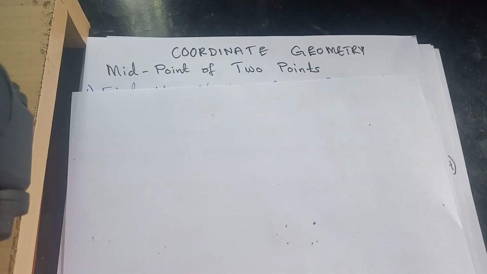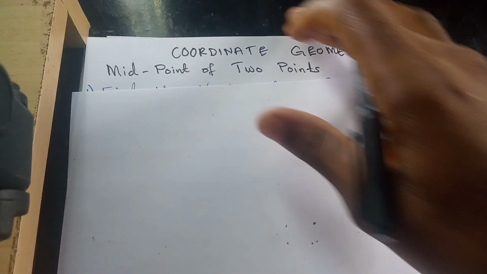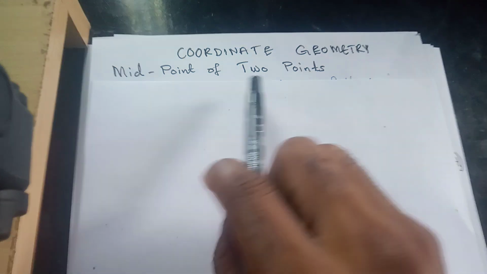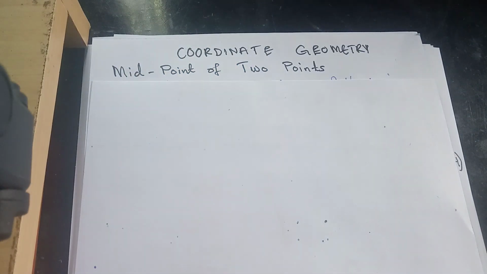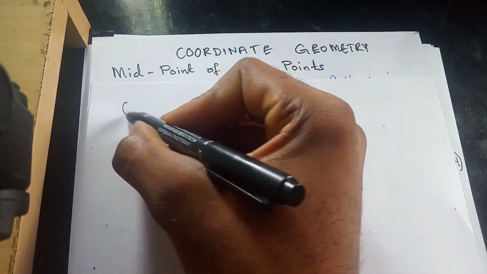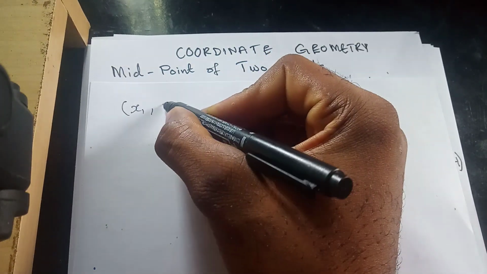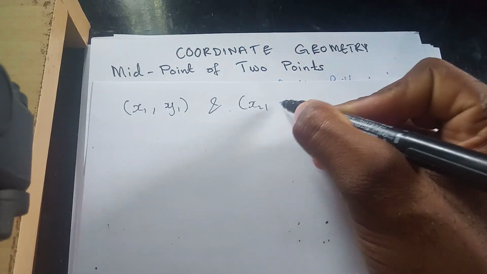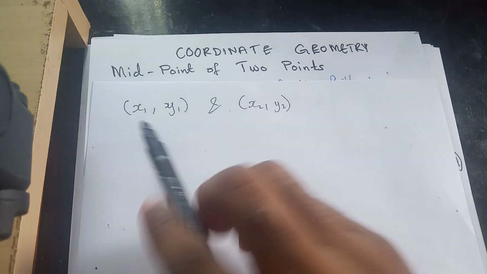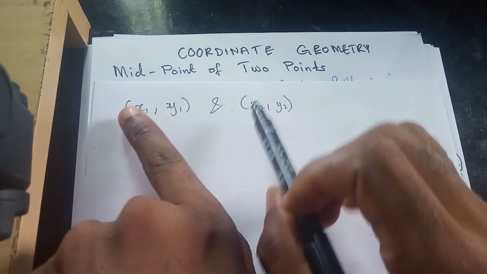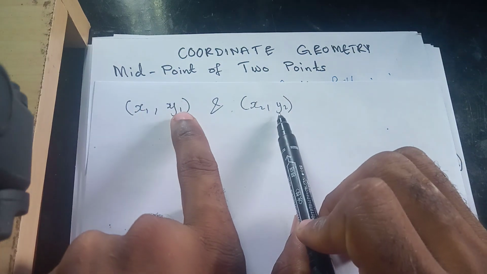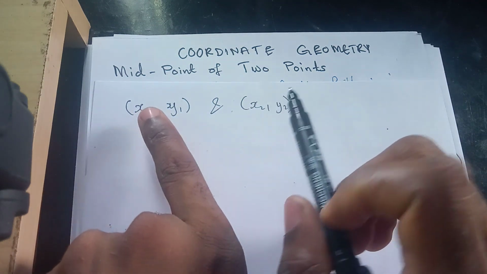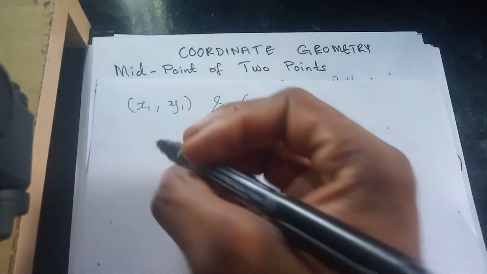So this is one of the most important topics in additional mathematics, coordinate geometry. To find the midpoint of two points, let's say you have one point x1, y1, and another point x2, y2. Then the midpoint of these will simply be the midpoint of the x coordinates and the midpoint of the y coordinates. And to find the midpoint of the x coordinates, you simply find the average of the x coordinates.